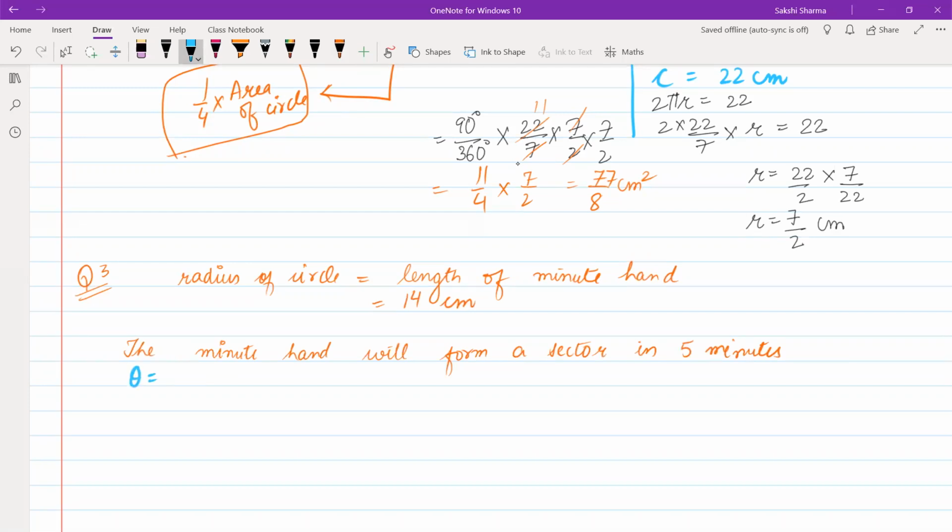We need to find out the theta for the sector, and that will be calculated by applying unitary method in one complete revolution by minute hand. Can you tell me what is the angle formed? अगर मिनट हैंड 12 को पॉइंट कर रहा है, वो घूम के वापस 12 पे आता है, what is the angle formed by that minute hand?